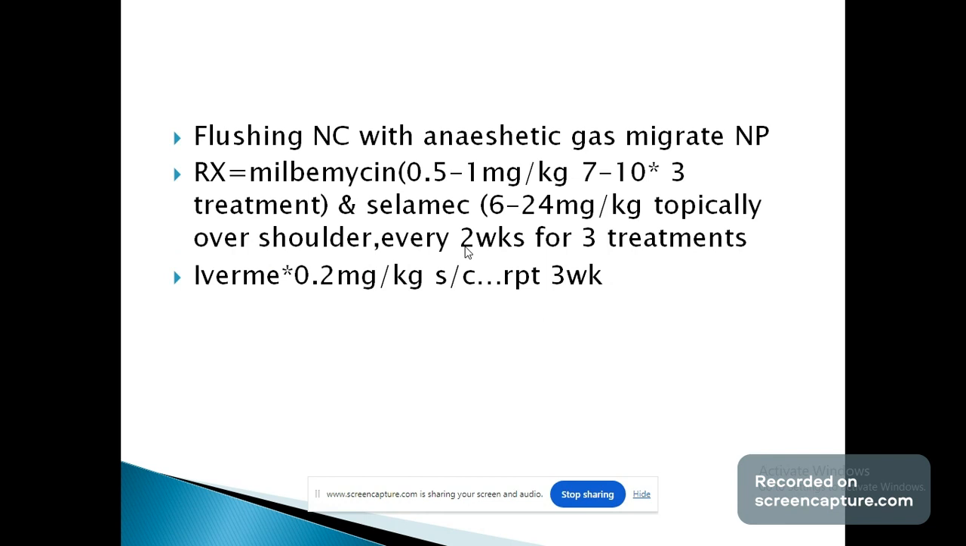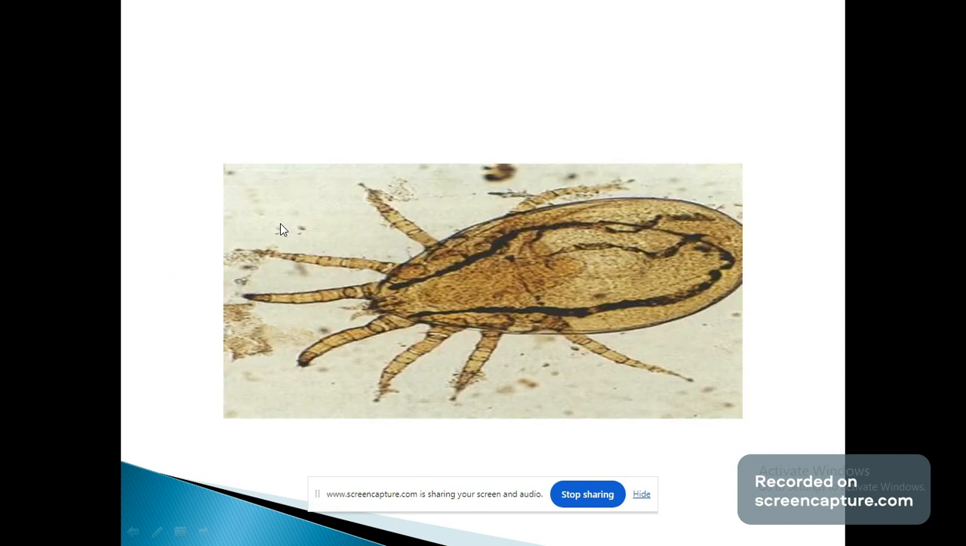Treatment: you can use ivermectin at the dose rate of 0.2 mg per kg body weight subcutaneously, repeated after 3 weeks, and you can use selamectin 6 to 24 mg per kg body weight topically over the shoulder every 2 weeks for 3 treatments. Milbemycin can be used. This is a Pneumonyssoides caninum nasal mite.